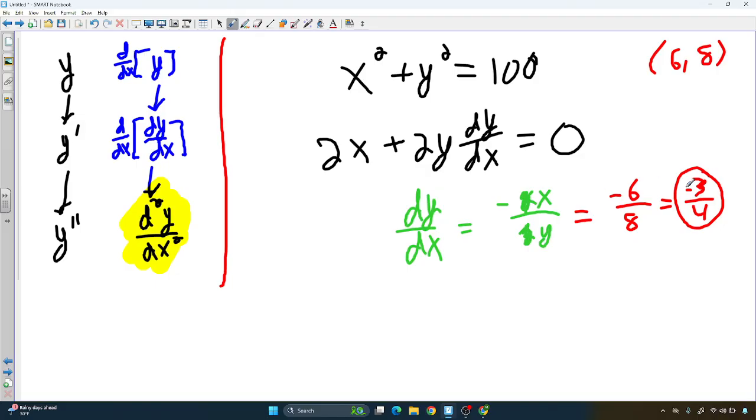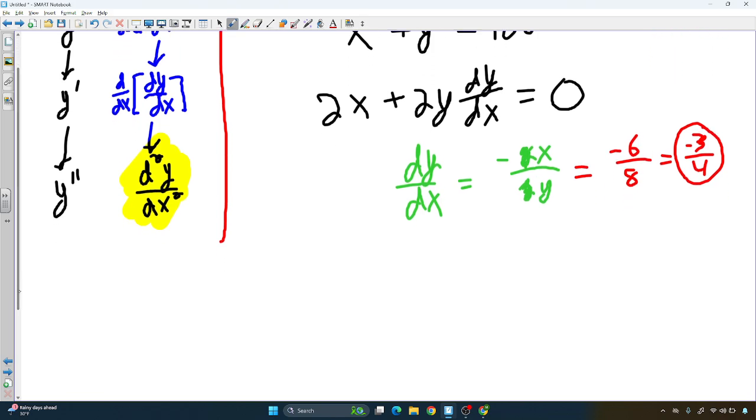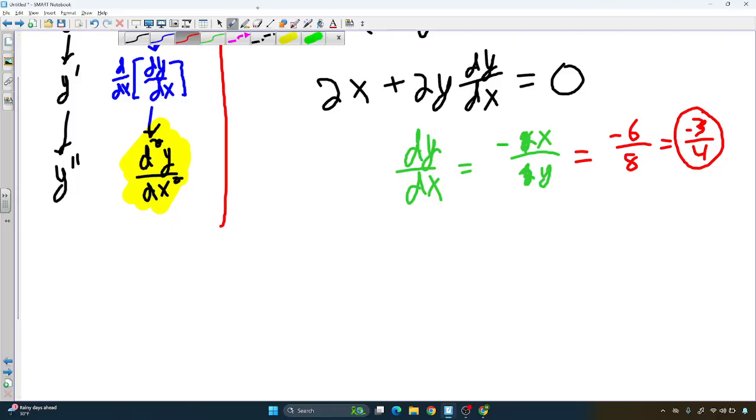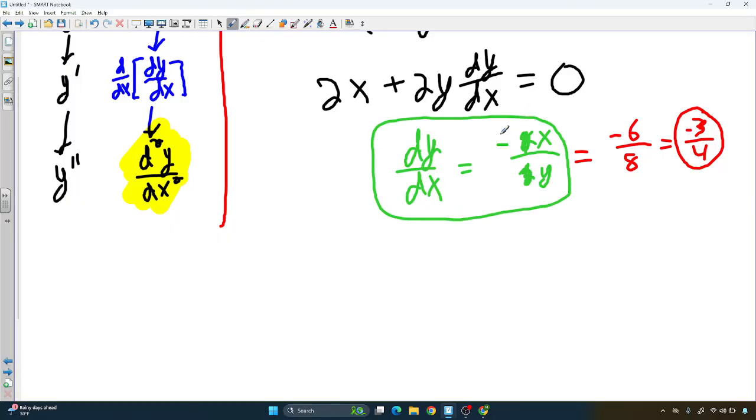That's dy dx. However, they didn't ask us for dy dx. They asked us for the second derivative. So what are we going to do? Well, we're going to take this right here, dy dx, and we're going to take its derivative. So d squared y over dx squared. That's me just taking the derivative of that. d dx, I'm going to take the derivative of the other side.